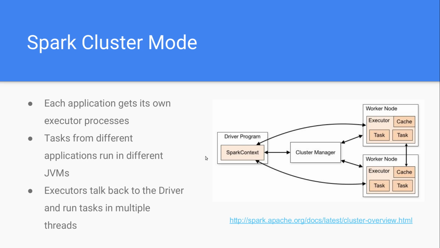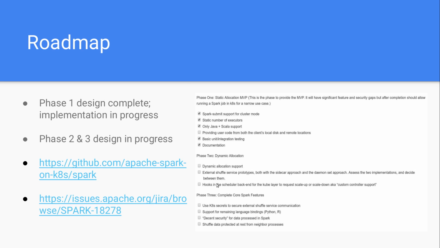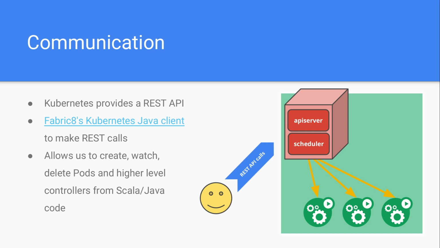In Spark cluster mode, each application gets its own executor process. Tasks from different applications run in different JVMs. So one JVM per application. And executors talk back to the driver and run tasks in multiple threads. So we have rather good efficiency. Nowadays we have some support of it. It's because it's from a developer from Google.